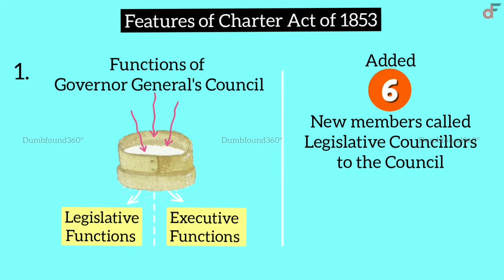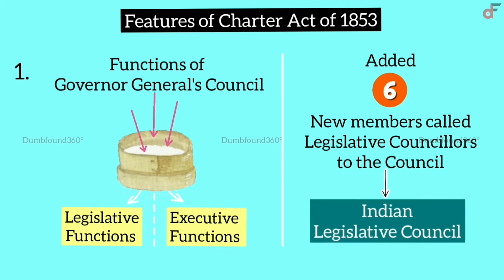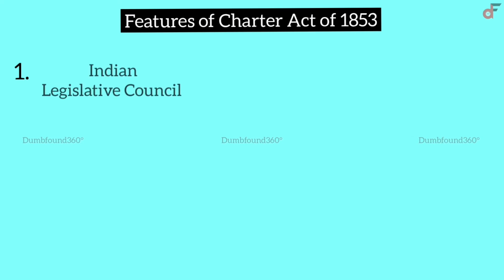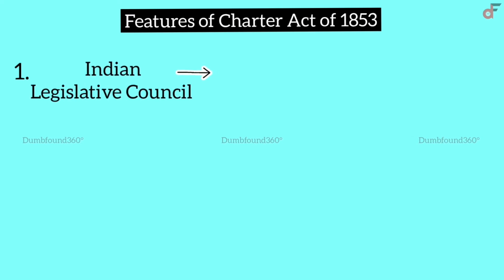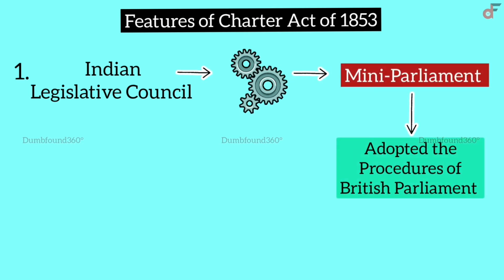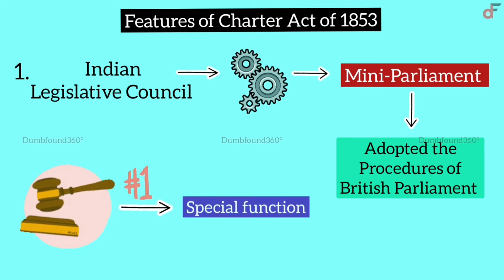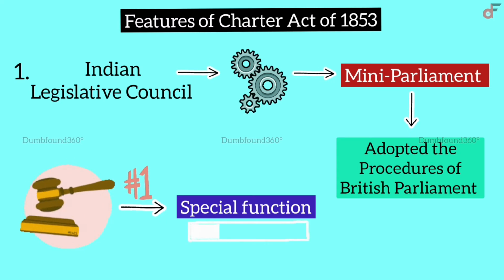In other words, it established a separate Governor General's Legislative Council, which came to be known as the Indian Legislative Council. This legislative wing of the Council functioned as a mini parliament, adopting the same procedures as the British Parliament. Thus, legislation for the first time was treated as a special function of the government, requiring special machinery and special process.